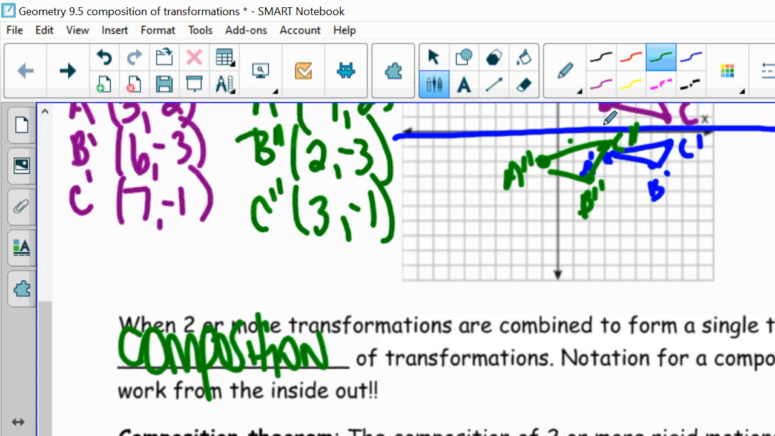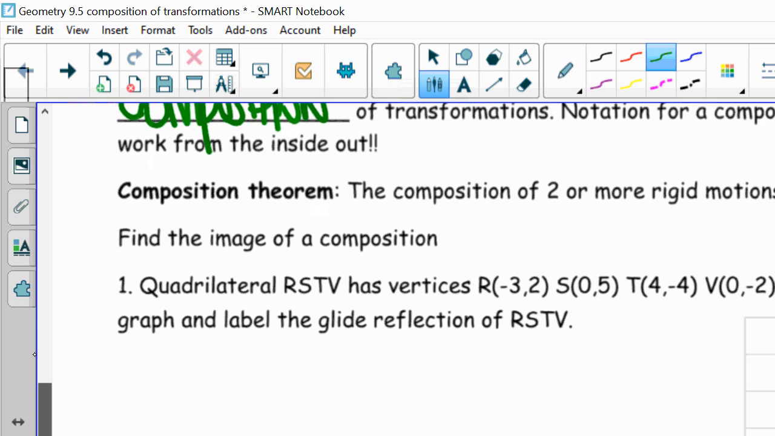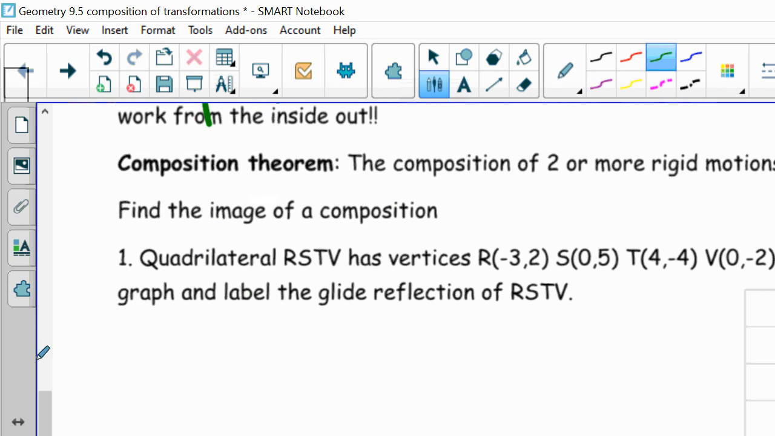All right, the composition of two or more rigid motions is a rigid motion itself, because we are not going to be changing the length or the angle measure. So the first one: quadrilateral RSTV has vertices -3, 2, 0, 5, 4, -4, 0, -2. Use this composition rule to graph and label the glide reflection. Okay? I don't have to graph RSTV or R prime. I need the ending result.